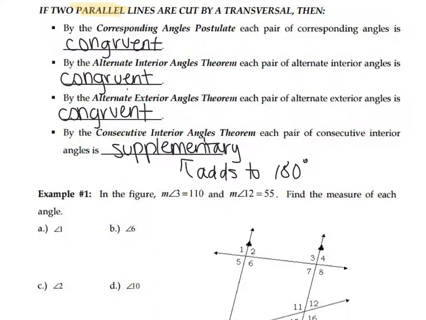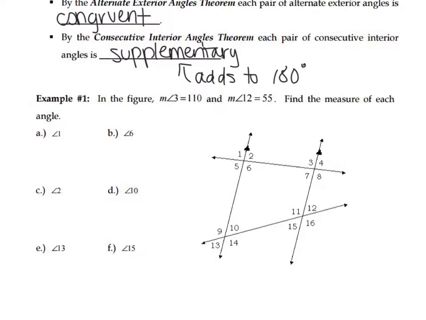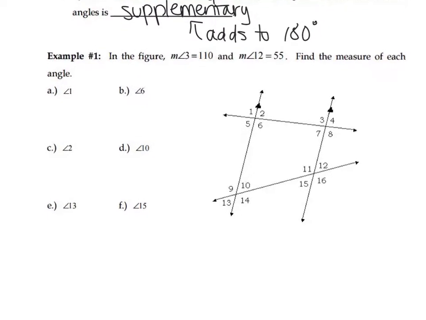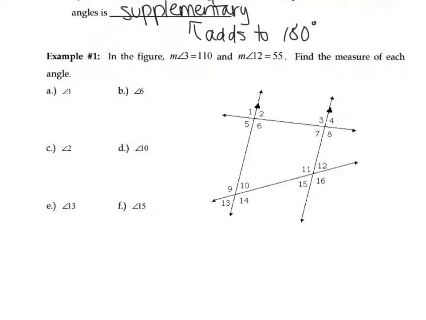Let's go ahead and use those theorems and the postulate to find measures of angles. So in our figure, the measure of angle 3 is 110 degrees and the measure of angle 12 is 55 degrees. We want to find the measure of each angle. So remember I told you in the last section that these triangles indicate parallel lines. So those are the parallel lines we have. So let's go ahead and indicate the angles we know. Angle 3 is 110 degrees and angle 12 is 55.